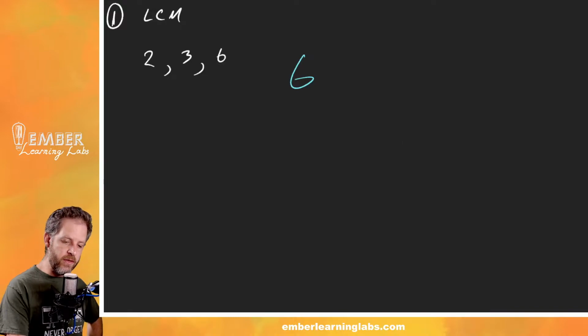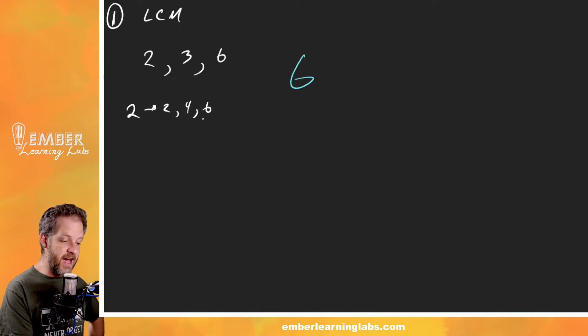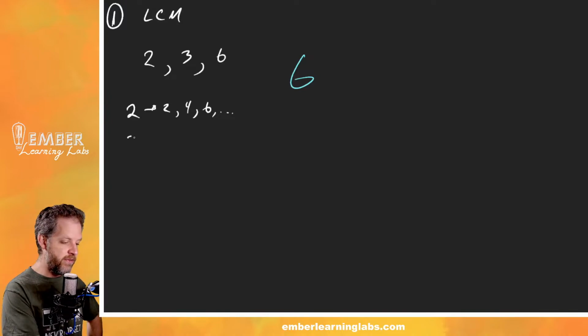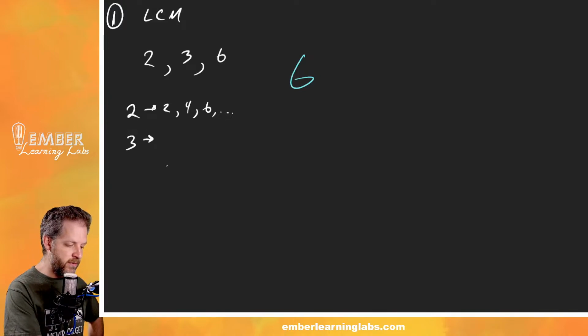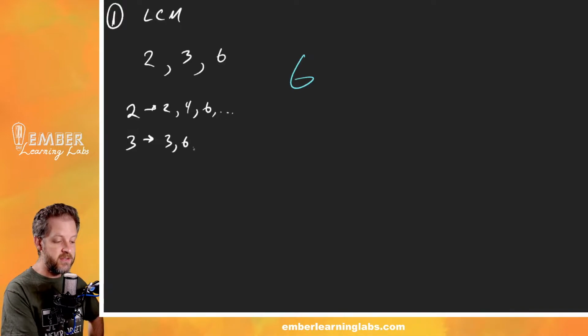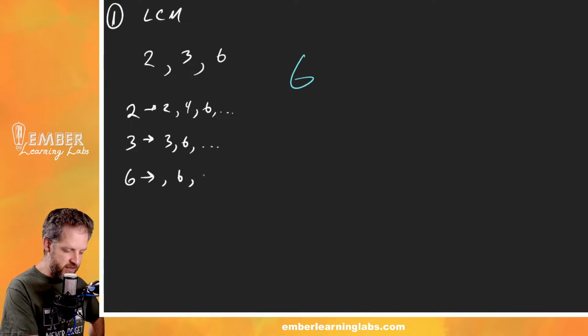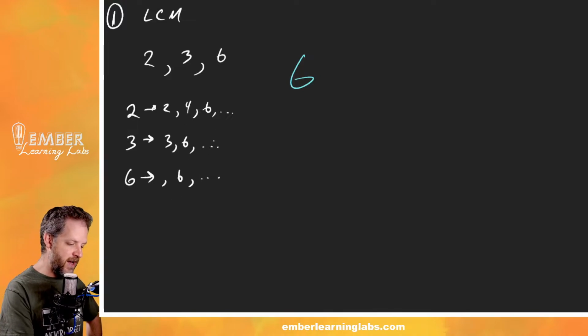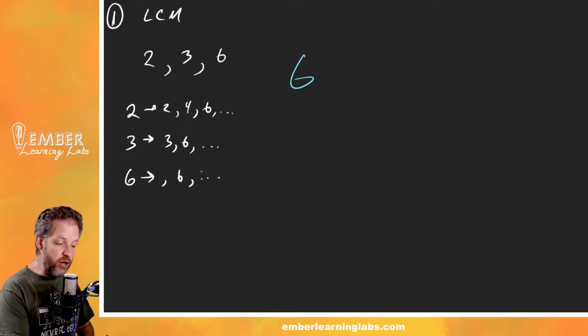So what are the multiples of 2? The multiples of 2 are 2, 4, 6. Now, if you ever hit one of the other numbers, you may as well stop there for a minute and see what happens. So what are the multiples of 3? Well, the multiples of 3 are 3, 6. Oh, look, we did it again. The multiples of 6 are 6. Oh, we're finished. Because 6 is a common multiple between all 3 of these numbers, and it's the least one that's in common. 2 is not in common.